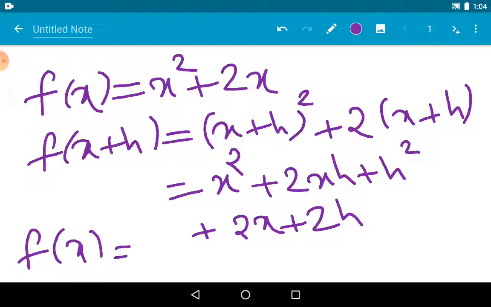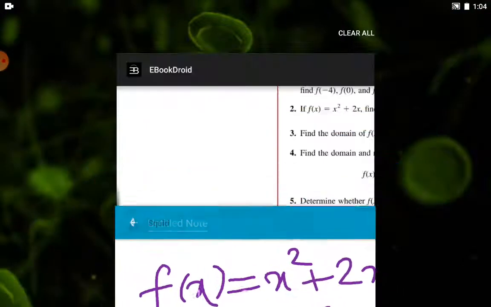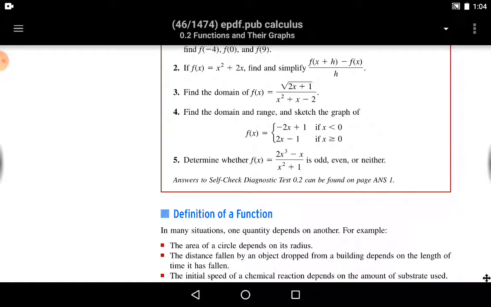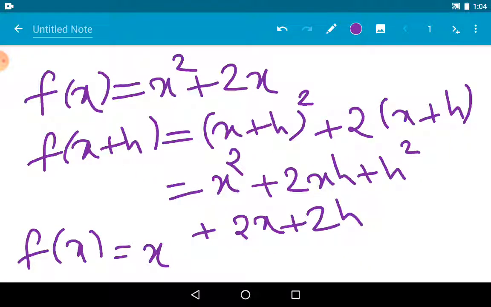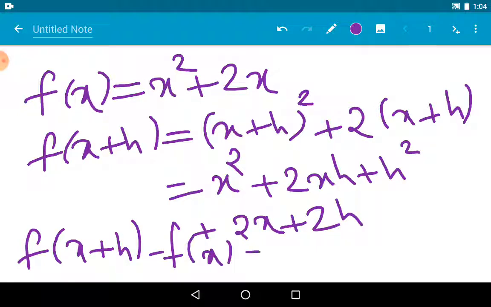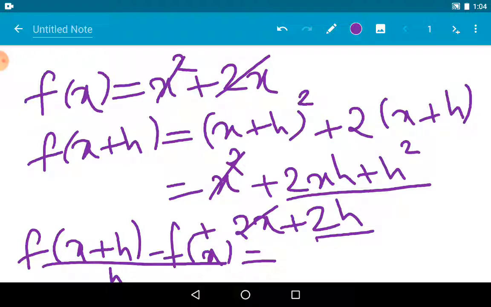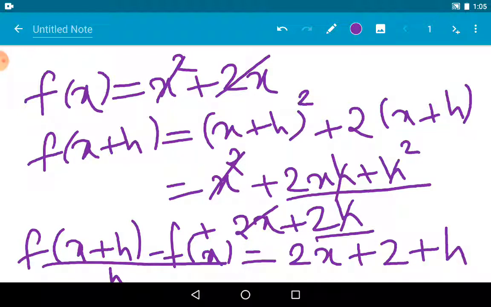f of x equals x square plus 2x. So when we subtract f of x from f of x plus h, the x square terms and 2x terms cancel out, and the remaining will be 2xh plus h square plus 2h. When we divide the whole thing by h, the h will be cancelled from each of them. Then it will be 2x plus 2 plus h.